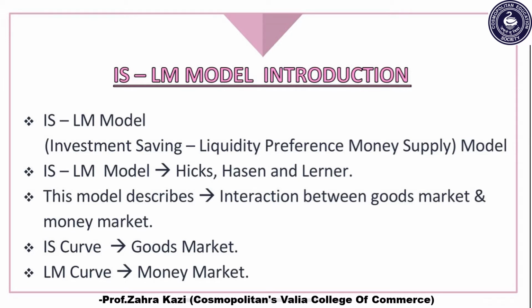This IS-LM model was put forward by Hicks, Hansen and Lerner, which is based on the Keynesian framework. This model describes the interaction between the goods market and the money market. The IS curve represents the goods market and the LM curve represents the money market.